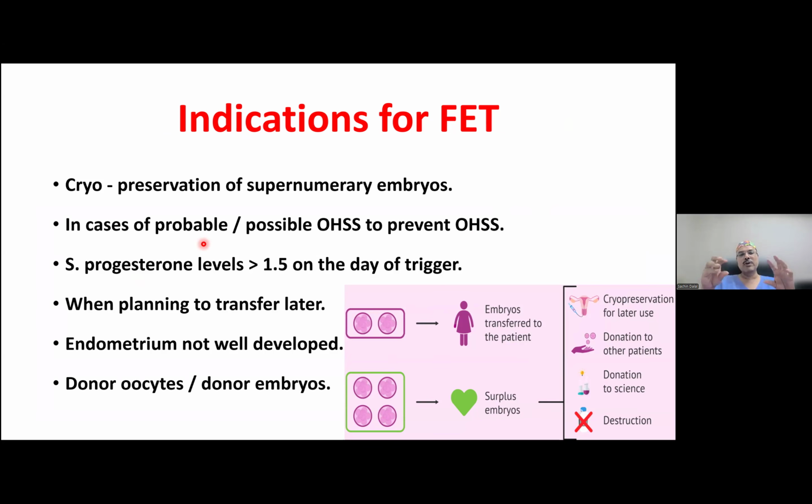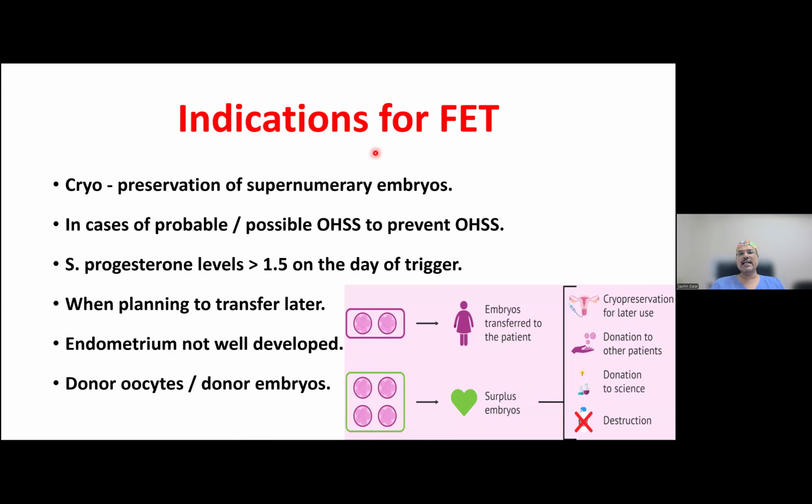Another thing is where you feel that there are a lot of follicles on both the sides. You are seeing some fluid in the pouch of Douglas, and the patient is complaining of pain. Your serum estradiol levels are more than 2,500, 3,000. Then this is the patient where you would like to do a freezing and do a frozen embryo transfer.